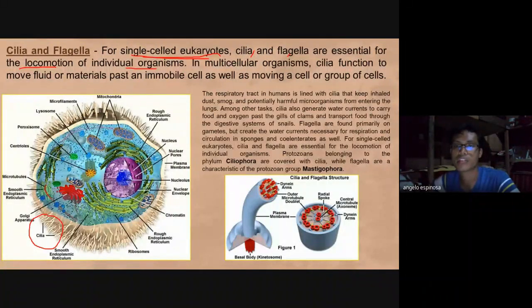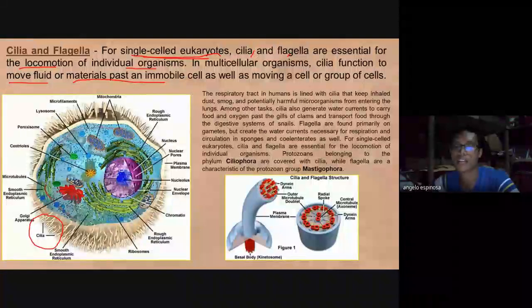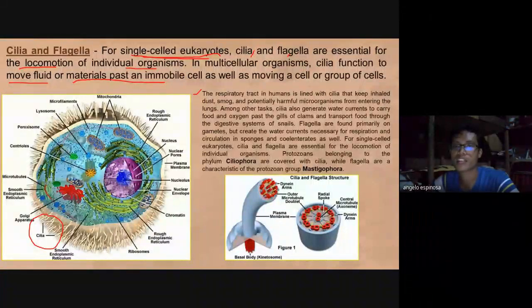In multicellular organisms, cilia function to move fluid or materials past an immobile cell, as well as moving a cell or group of cells. Next, the respiratory tract in humans is lined with cilia that keep inhaled particles out. In our nose, we have those hair-like structures.